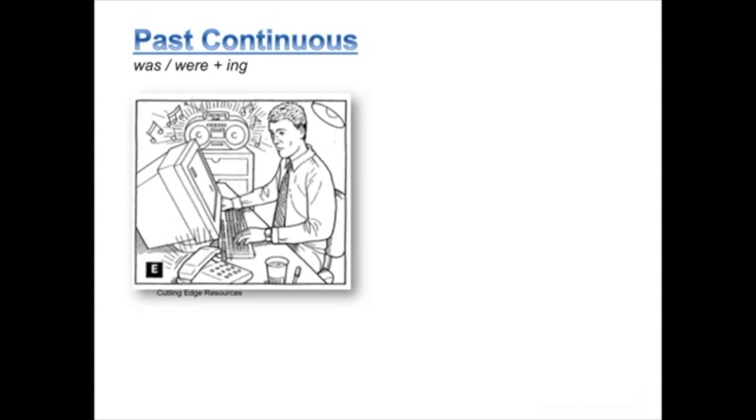Good practice with the past continuous is writing sentences without my help. So here we have a picture of Bob. What was Bob doing? I'd like you to use interrupted action, which is the phone, but also describe Bob's activity. Try and use when or while. Again, pause the slide and write a sentence.